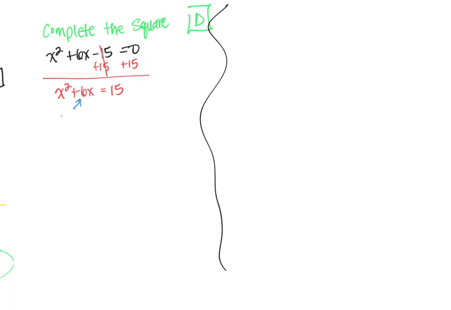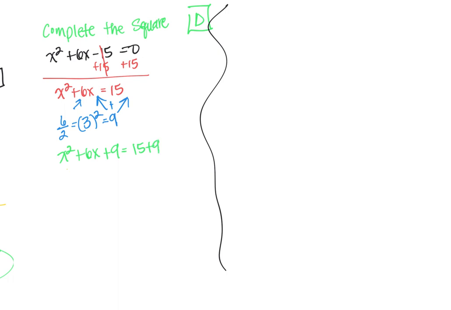This is when we take that b value, which is 6. We'll divide it by 2 to get 3. Square it, and we'll get 9. This number just gets added to both sides. So we're going to be looking like x squared plus 6x plus 9 is equal to 15 plus 9.